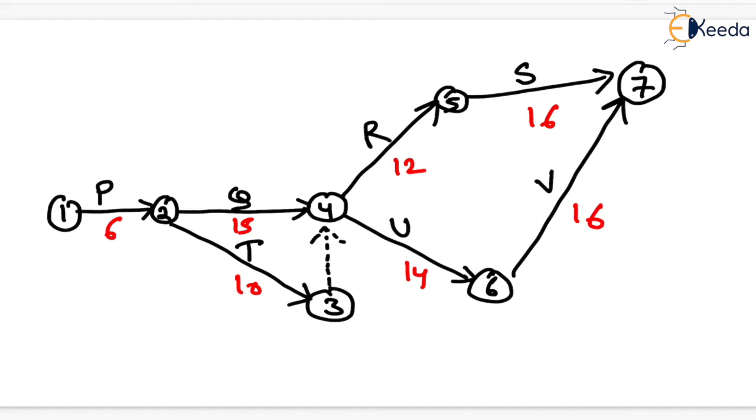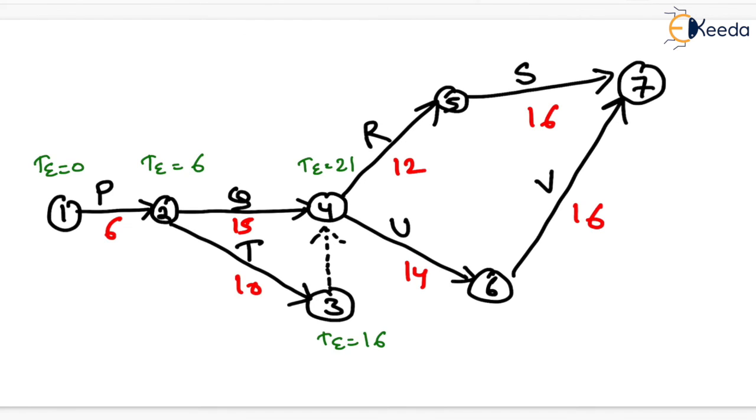Now for finding the estimated minimum time of the project completion, we have to compute the value of TE, that is the earliest expected time. So for event 1, TE will be equal to 0, which is shown here. Now for event 2, it will be equal to 0 plus 6, that is 6. For event 3, it will be equal to 6 plus 10, which is 16. Now for event 4, it will be equal to 16 or 6 plus 15, that is 21. We have to take the maximum value, so TE for event 4 will be equal to 21.